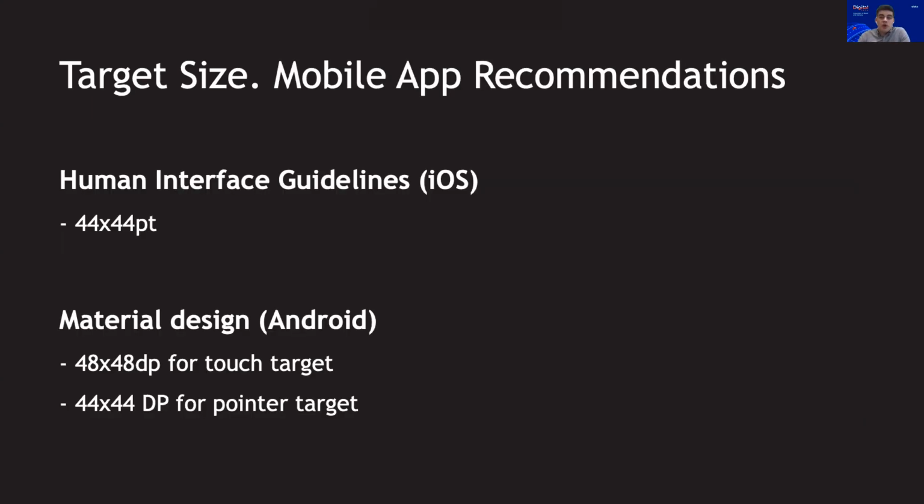So when we talk about native applications, there are also platform accessibility guidelines. For example, Apple Human Interface Guidelines recommends a minimum size of interactive elements of 44 by 44 points. And Material guidelines by Android recommend 48 by 48 for touch targets and 44 by 44 for pointer targets.